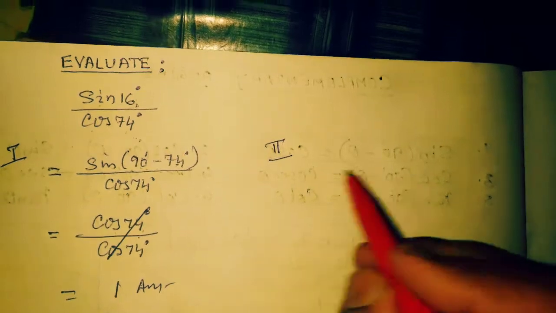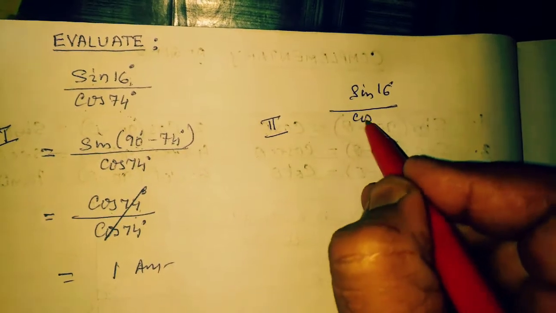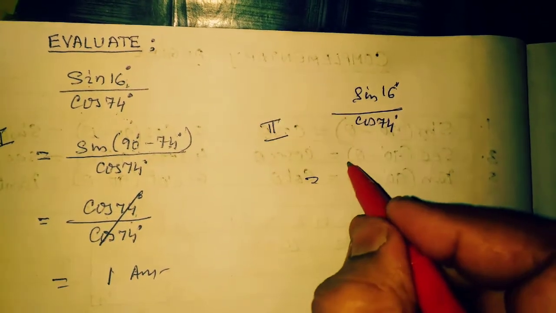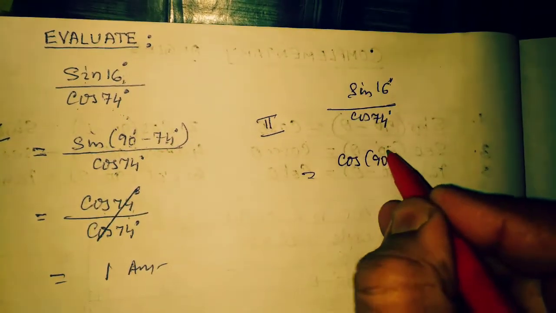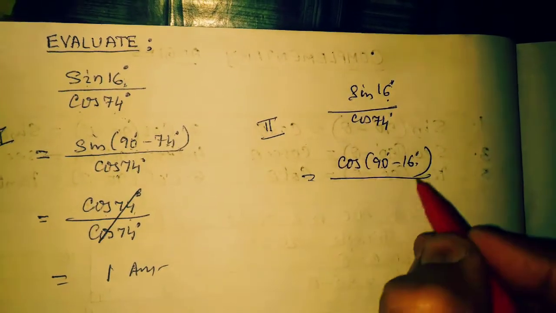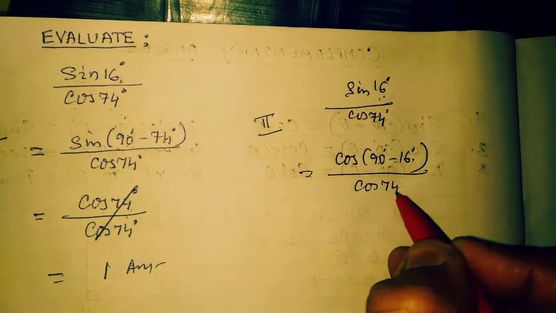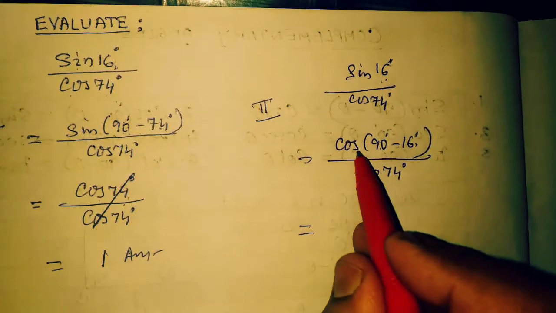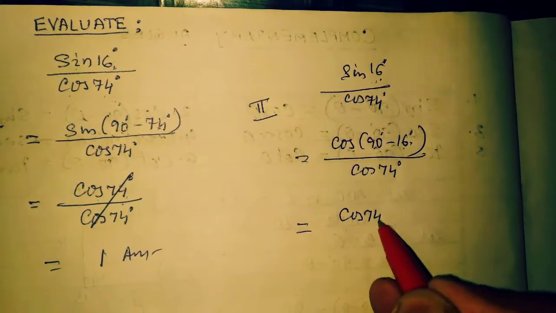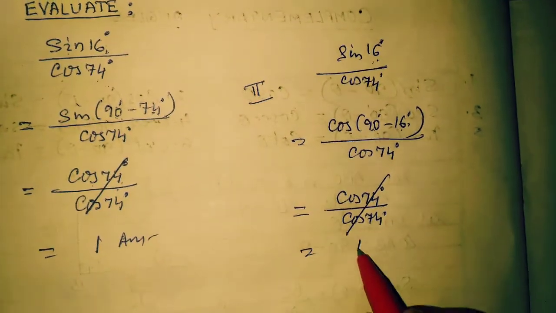Second method: suppose it is given sine 16 degree by cos 74. So for sine 16 degree, directly you write cos 90 minus 16, because cos 90 minus theta is sine theta. That is also correct. So I have written cos 90 minus theta instead of sine theta, and the denominator I have written cos 74 degree. So finally we'll get cos 90 minus 16. Now 90 minus 16 is 74 degree, so we'll get cos 74 degree divided by cos 74 degree. So both methods are correct. It depends on you which method you choose.